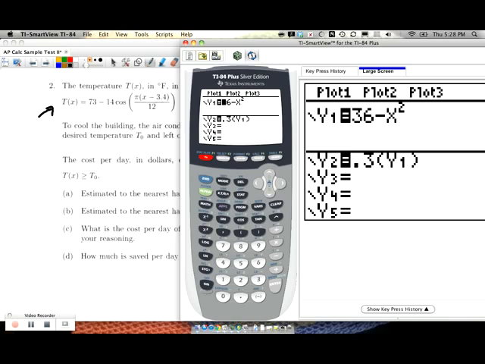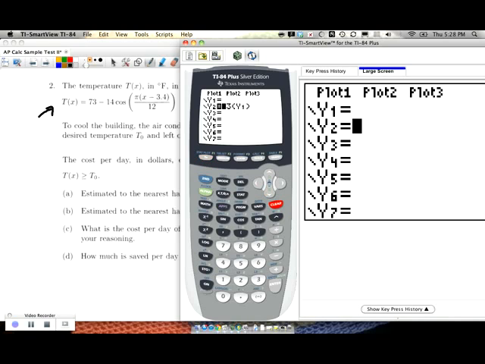We go to y equals. We're going to clear out these functions and start some new ones. Our new function is 73 minus 14, and we're going to multiply that by the cosine of, now inside here we've got a numerator and denominator.